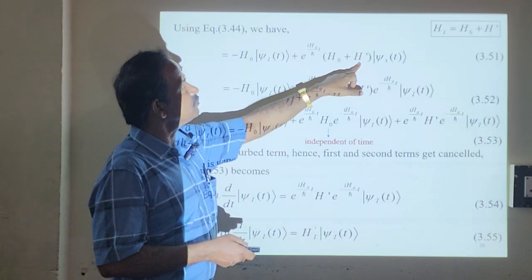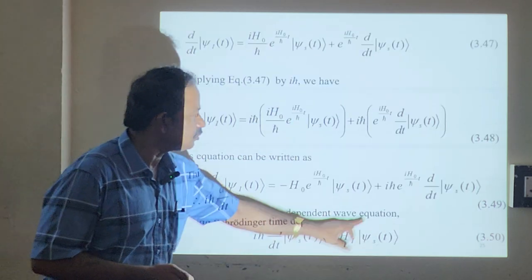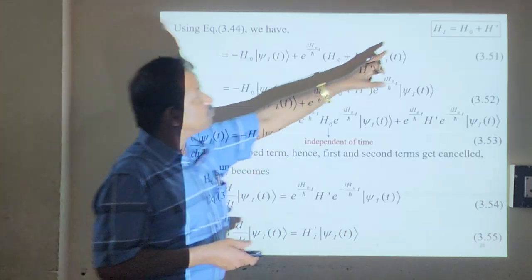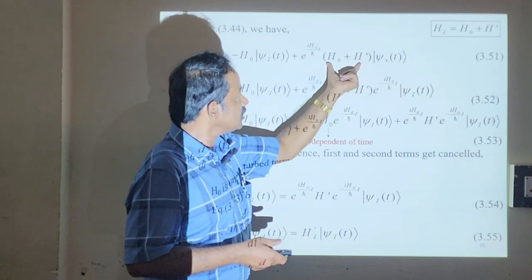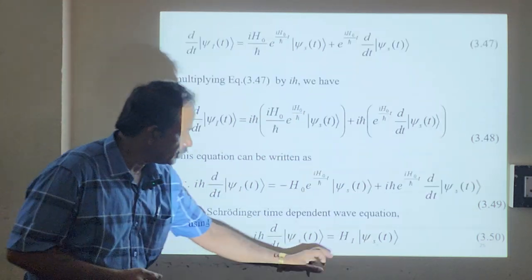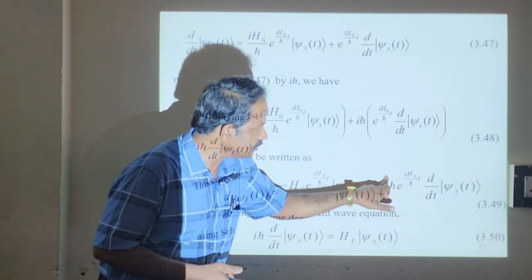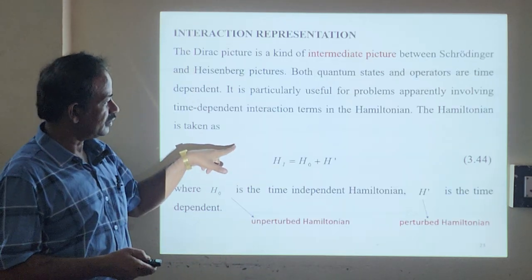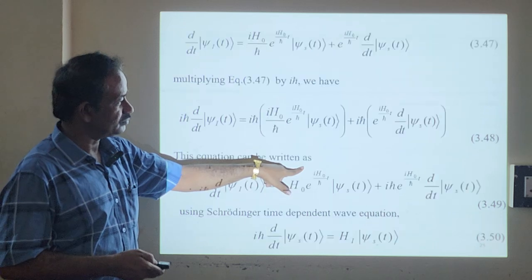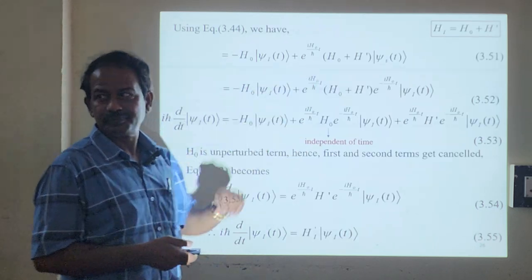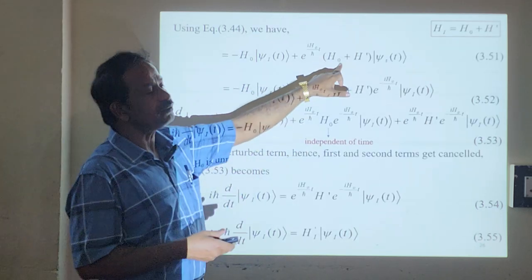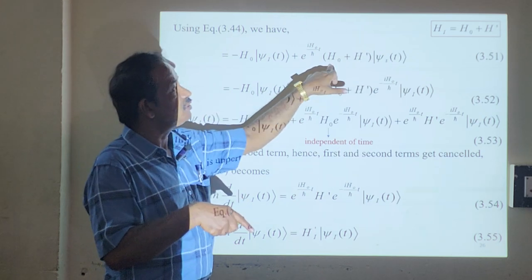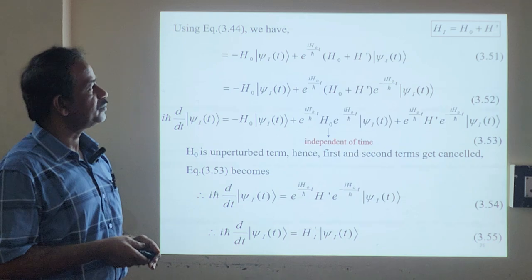So in the second term alone we have written that, correct? And of course H will be H naught plus H prime. I repeat, we are going to substitute H here, instead of these two terms. H is nothing but H naught plus H prime, so H naught plus H prime. After substituting, you have H naught plus H prime. Is it okay?